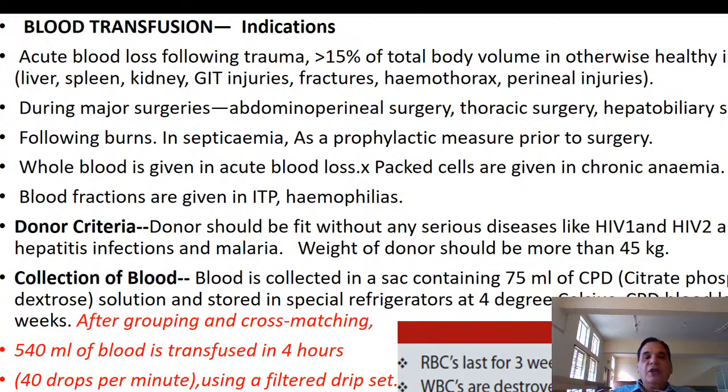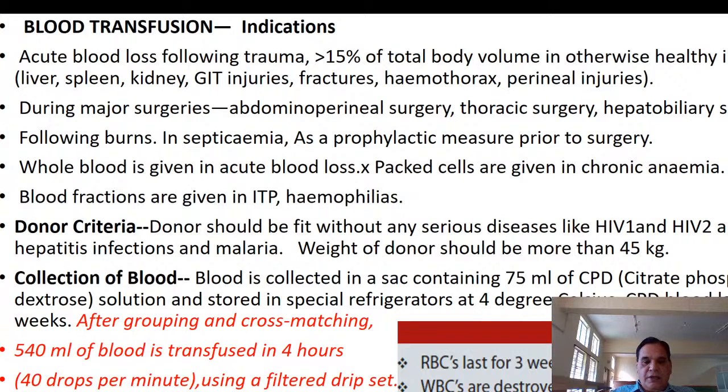Major surgeries, following burns, and in septicemia as prophylaxis. Whole blood is given in acute blood loss, and packed cells are given in chronic anemia. This you must know. In chronic anemia, we do not give whole blood transfusion because it will lead to increased volume. And blood fractions are given in hemophilias.